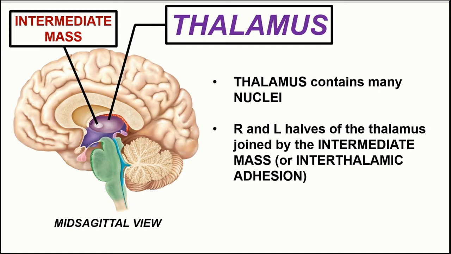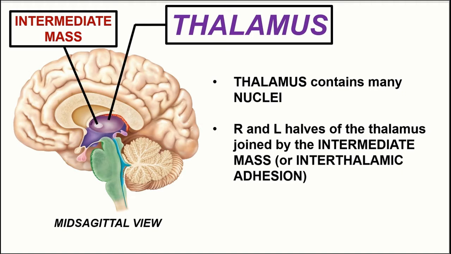So the thalamus is a mass of neurons that contain many nuclei. Now recall that nuclei in the context of the nervous system means a group of neuron cell bodies that is located within the central nervous system. So often a nucleus is a group of neurons that have a similar function to one another. So you can look at these nuclei as functional areas of the thalamus, so that each nucleus is going to be tasked with a specific function.